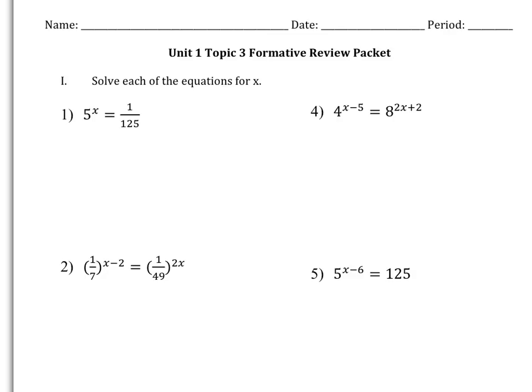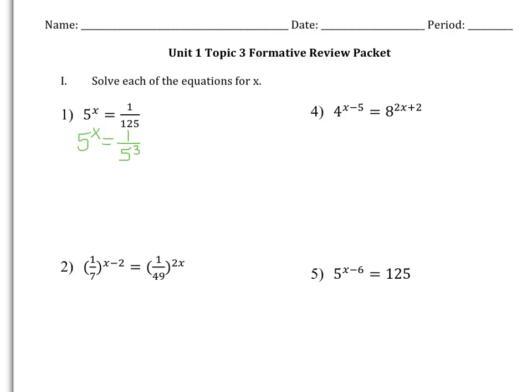I can't change 5 into a power of 125, but I could change 125 to be a power of 5. So 5 to the power of x, there's not much we can do about that. But 1 over 125. Before I worry about changing my fraction into a power with negative exponents, I just want to change the 125 into the power of 5. So I'm going to have 1 over 5 to the power of 3, because 5 to the third is 125.